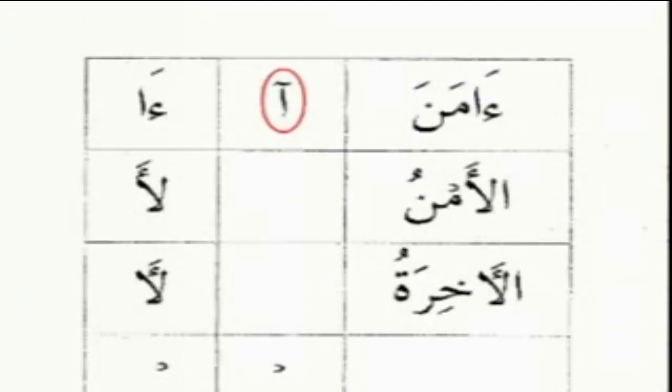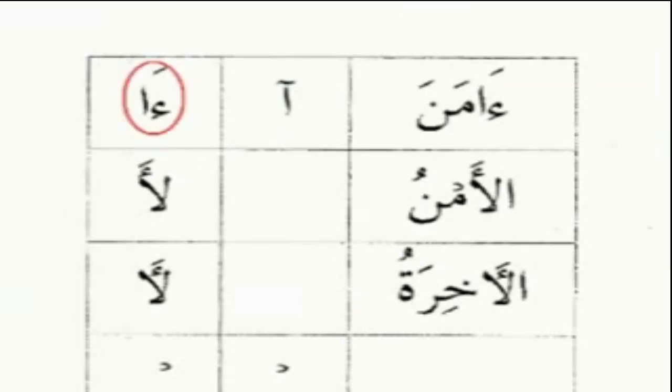Hamza plus Alif, we write like this in modern, normal script. For example, Adam, we write like this. Amana, we write like this. But in the Quranic script, it's Hamza plus Alif. Because A means Hamza plus Alif, just like Ba is Ba plus Alif, Ta is Ta plus Alif. So Hamza plus Alif is A. So we write like this in the Quranic script, not like this.